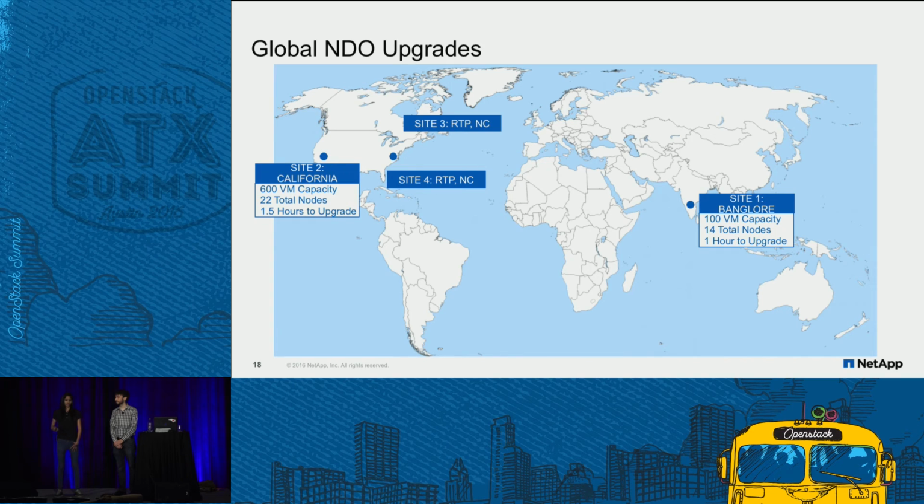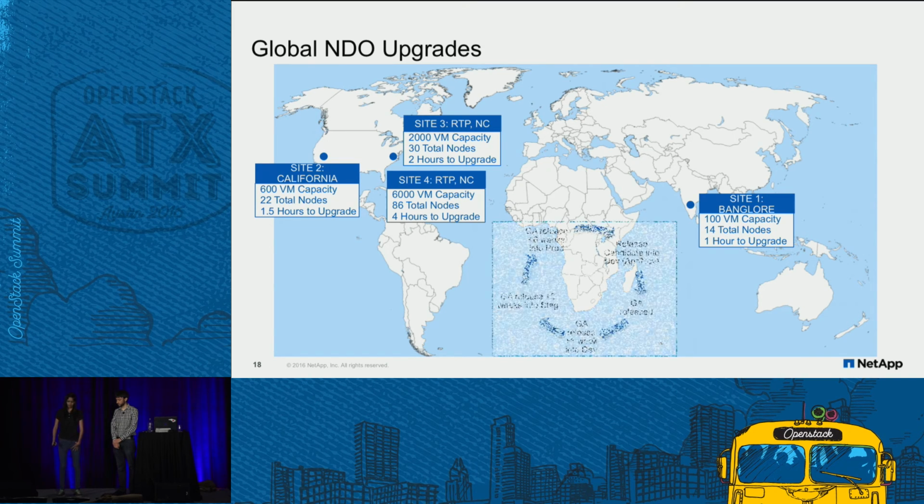So from back-to-back successes with upgrade in production, it was time for us to come back home to North Carolina. We started with the smaller site, which had 30 total nodes to be upgraded, and it just took us 2 hours. And for the biggest site we have till now, it has 86 total nodes to be upgraded, which is 6 times larger than the smallest production environment that we had in Bangalore. But thanks to our serial and parallel approaches, it just took us 4 hours to upgrade this entire environment to the Liberty release.